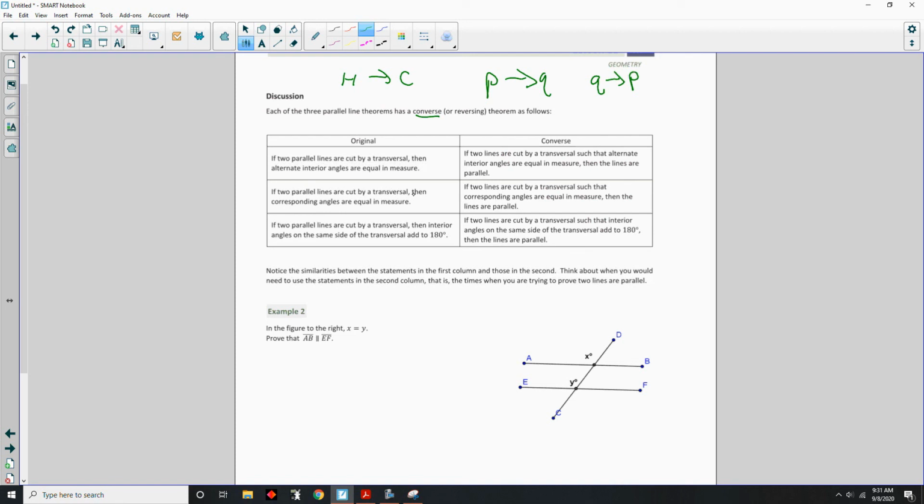This one says, if two parallel lines are cut by a transversal, then corresponding angles are equal in measure. If two lines are cut by a transversal such that the corresponding angles are equal in measure, then the lines are parallel. If two parallel lines are cut by a transversal, then interior angles on the same side of the transversal add up to 180 degrees. Converse to that is, if two lines are cut by a transversal such that the interior angles on the same side of the transversal add up to 180 degrees, then the lines are parallel.